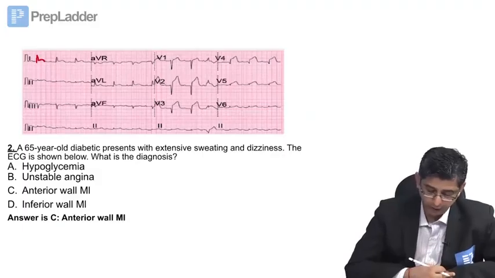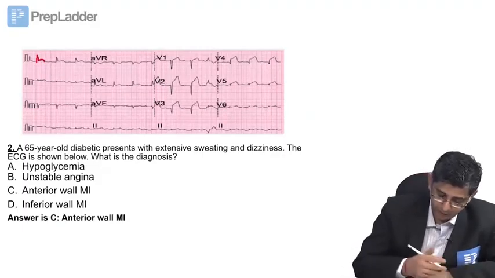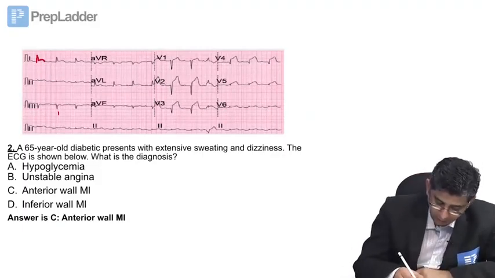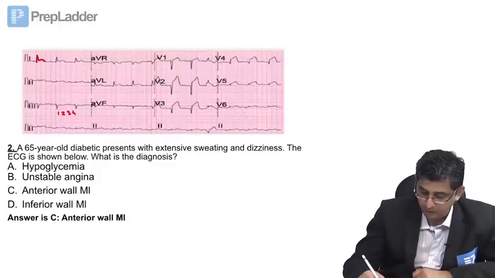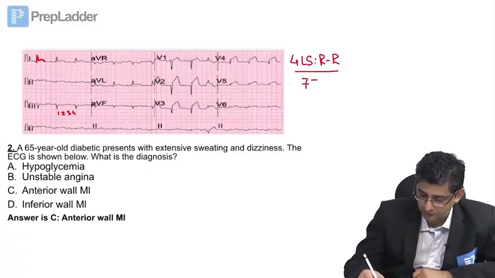If I have to calculate the heart rate of this patient, let's just try to calculate the heart rate. I am able to count 1, 2, 3, 4 large squares separating the R and the R waves. So if it is 4 large squares separating the R and the R waves, the heart rate of this patient is close to 75 per minute.